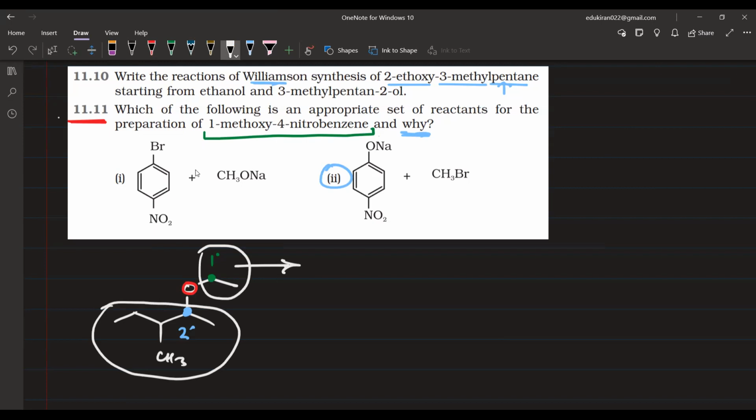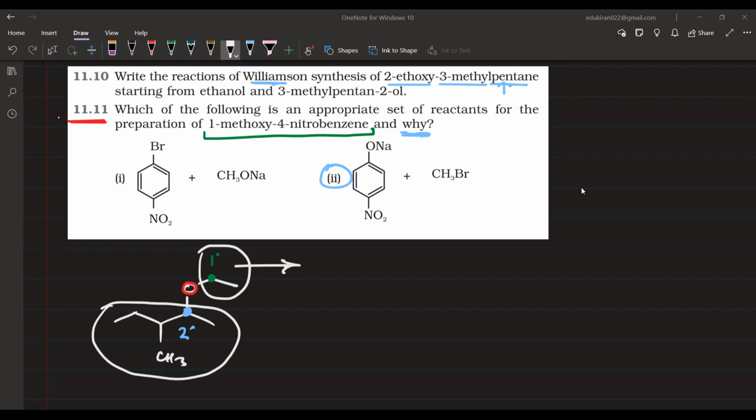1 degree, guys, 1 degree. This will be coming from what? Haloalkane or alkoxide? Alkoxide. 1 degree.